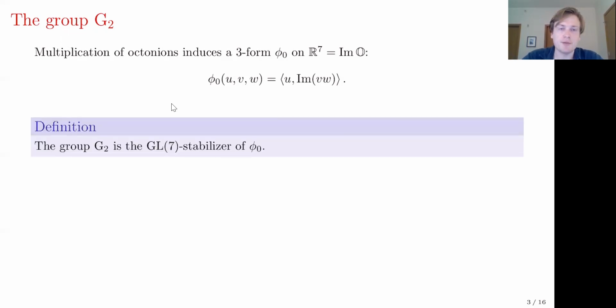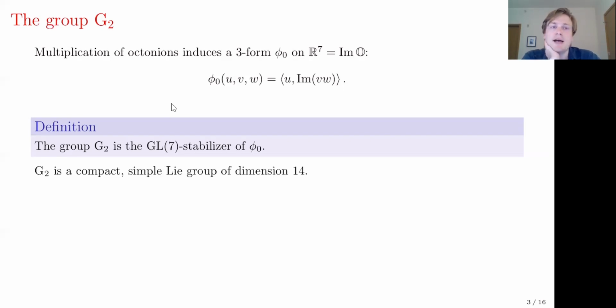Okay, and then the simplest definition of G2 is that it's simply the GL7 stabilizer of this 3-form on R7. So the group GL7 acts on the space of 3-forms by pullback, and we have this special element phi0, and we'll just define G2 to consist of the 7x7 matrices which leave phi0 fixed under this pullback action. Okay, so this is a nice definition of G2. It's not immediately obvious from this, but it's possible to prove that G2 is a compact, simple Lie group of dimension 14. So in particular, we're talking about the compact version of G2 in this talk.